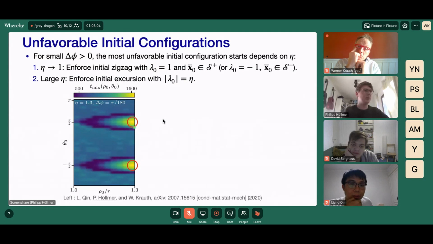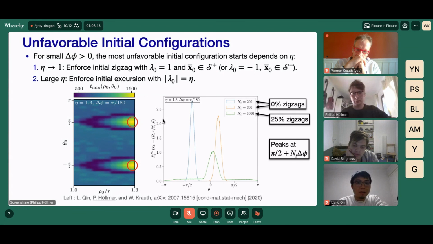This is again evidenced by these heat maps. If you look now at this larger value of eta, but for the same value of delta phi, you can see that the largest mixing time is exactly at these 2 points. And we can again look at the distribution after nt time steps by starting from the same configuration.